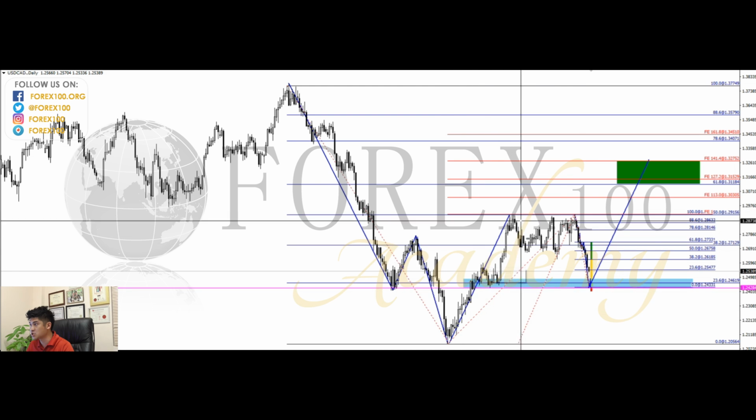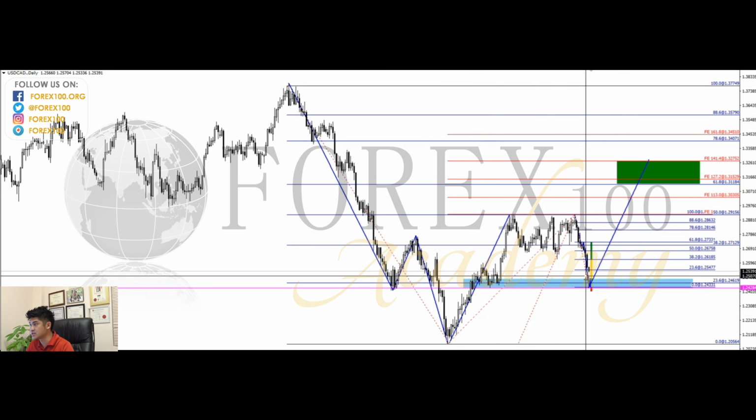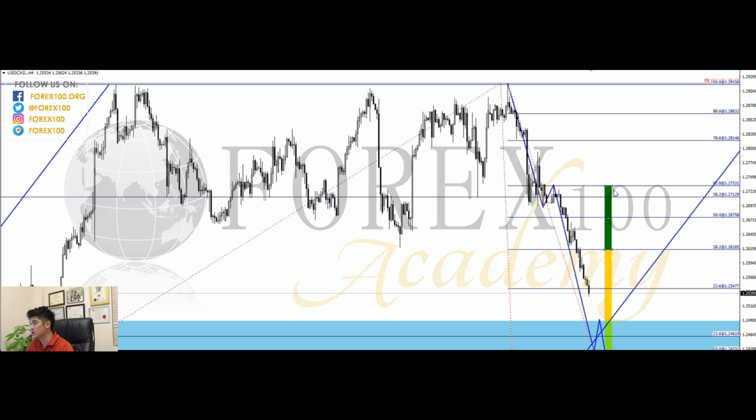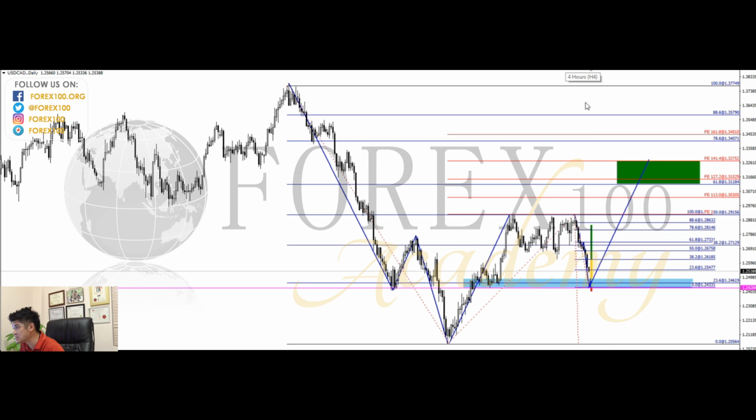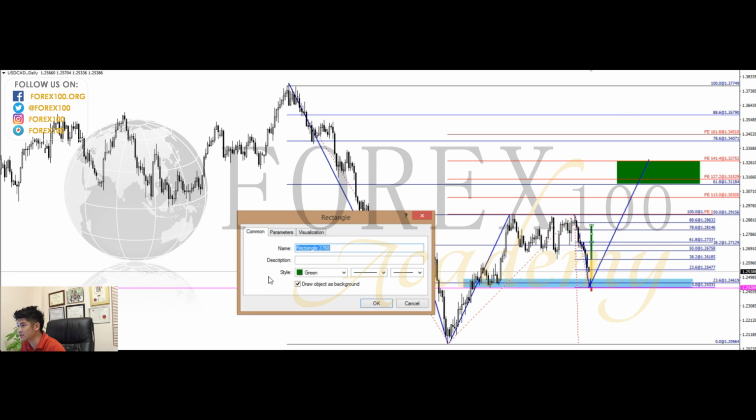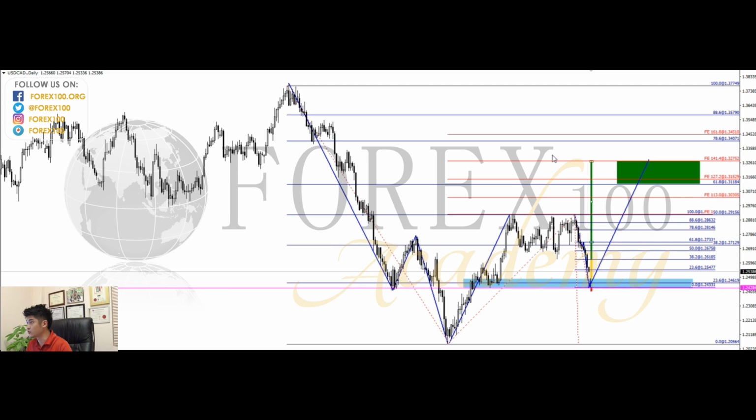The head and shoulder should be a completion of A, B, C, D. So the reward to risk ratio profile is phenomenal. If we do this, the reward to risk ratio is easily higher than, I don't know, more than 1:10. 1.3270 will be the final take profit for this trade.